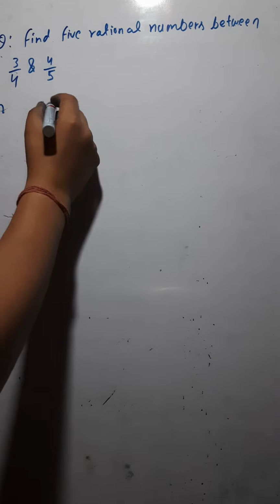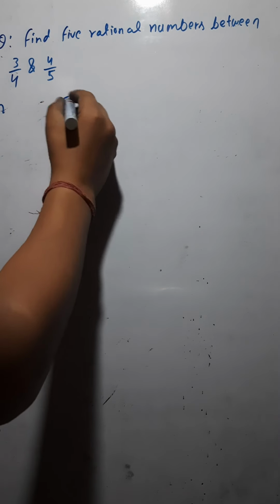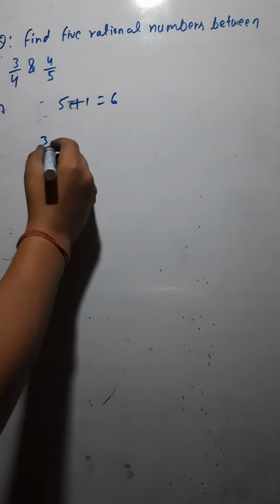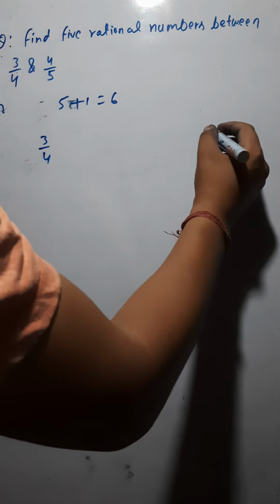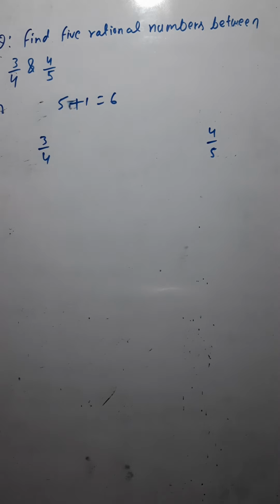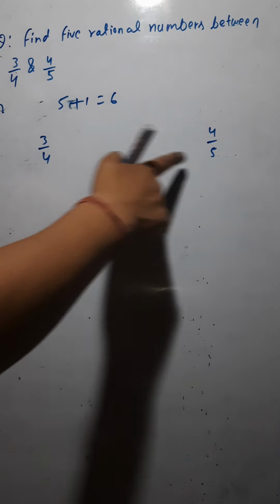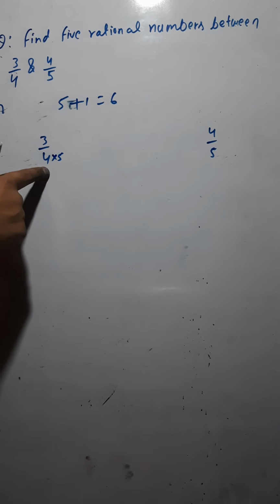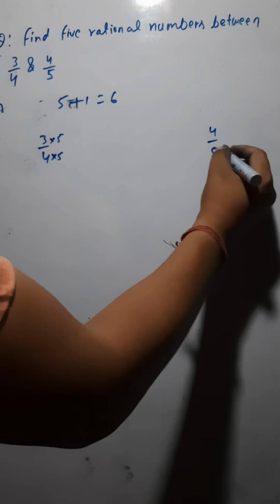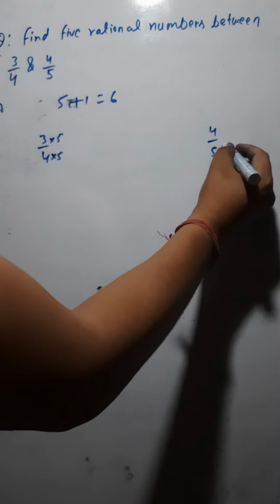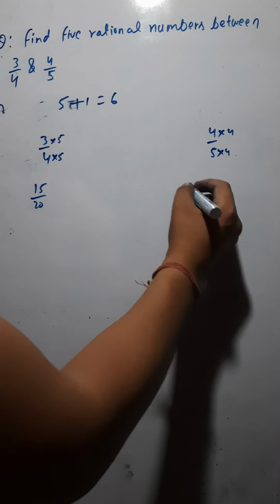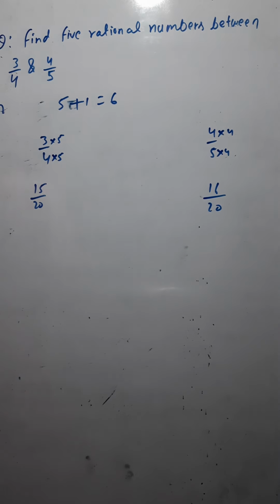So let me try it. First, how many rational numbers do we have to find? 5. So you would be adding 1, which means you have to multiply the numerator as well as the denominator by 6. But before this you have to make the denominators the same, okay? So first you have the fraction 3 by 4, and then the fraction 4 by 5. I will make the denominators the same by taking the LCM of 4 and 5. What is the LCM of 4 and 5? It is 20. How would I make this 20? If I multiply it by 5, then upside also I multiply by 5. Similarly here, to make it 20 I multiply by 4, and upside also by 4, okay? So I get 3 fives are 15 by 20, and here 4 fours are 16 by 20, isn't it? So these are the two fractions.